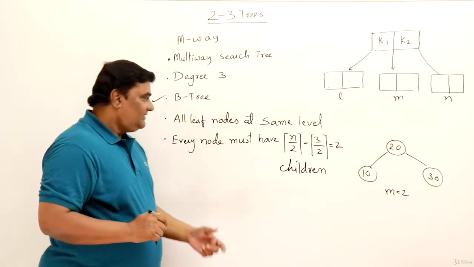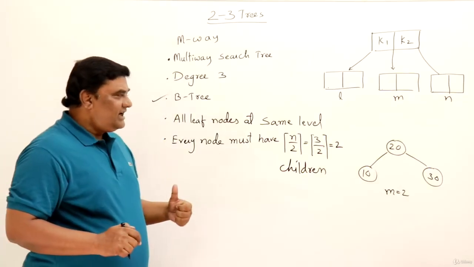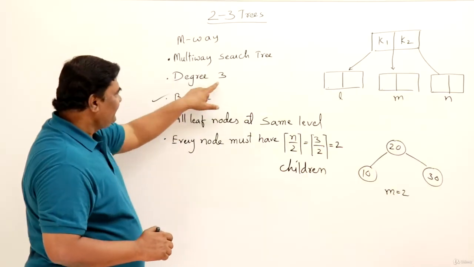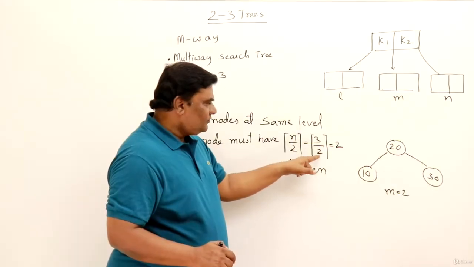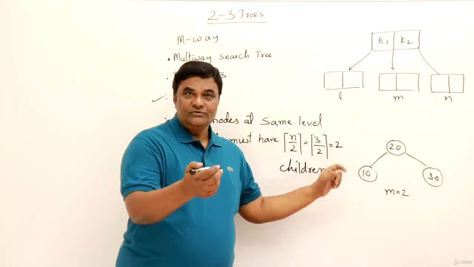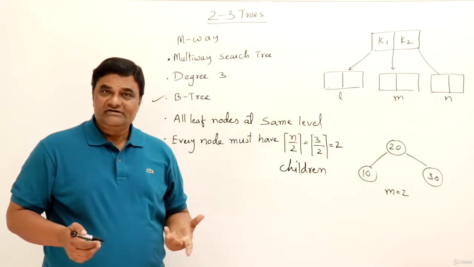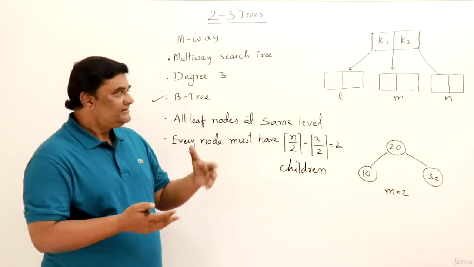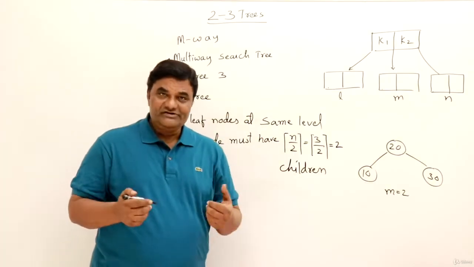The second rule is that every node must have at least half of the children. Half of the children means, here the degree is 3, so 3 by 2, the ceiling value is 2 only. So yes, obviously we can have 2 children. Every node must have a minimum of 2 children. Yes, definitely we will have a minimum of 2 children here.